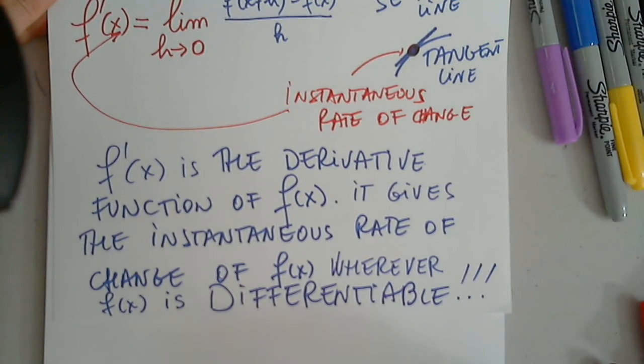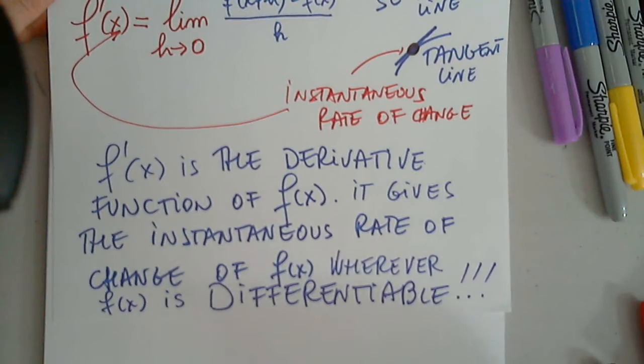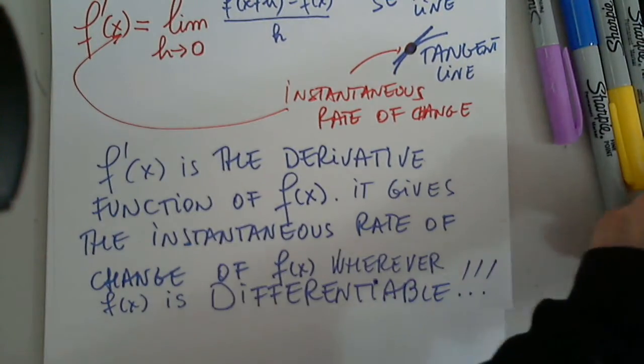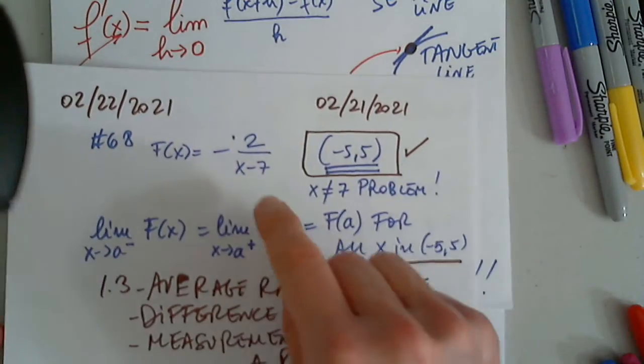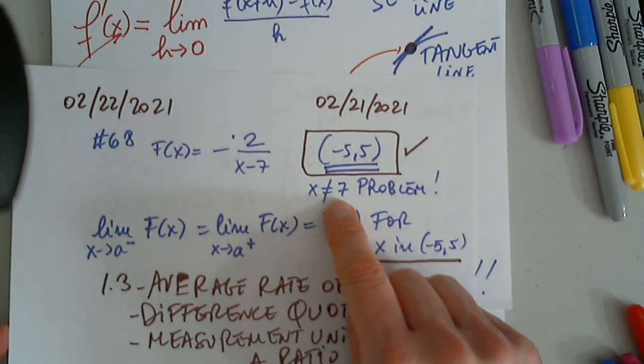Where it has a rate of change. A function may not have a rate of change. Is there somewhere where a function will not have a rate of change? Yes. This function will not have a rate of change at 7 because it doesn't exist at 7.